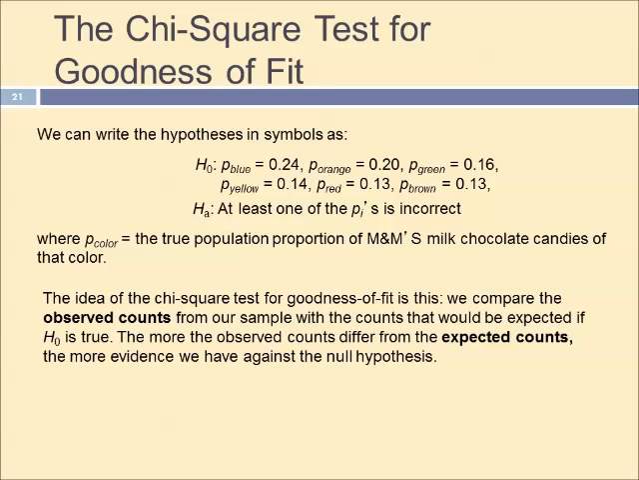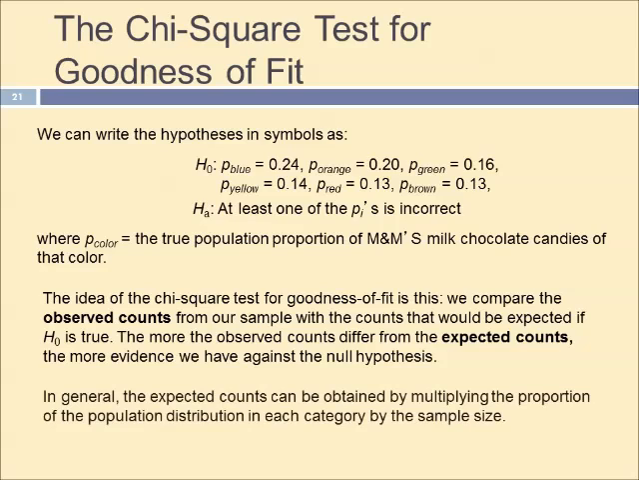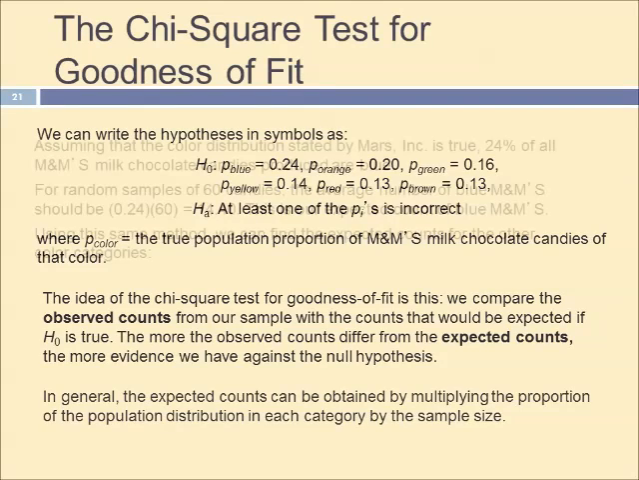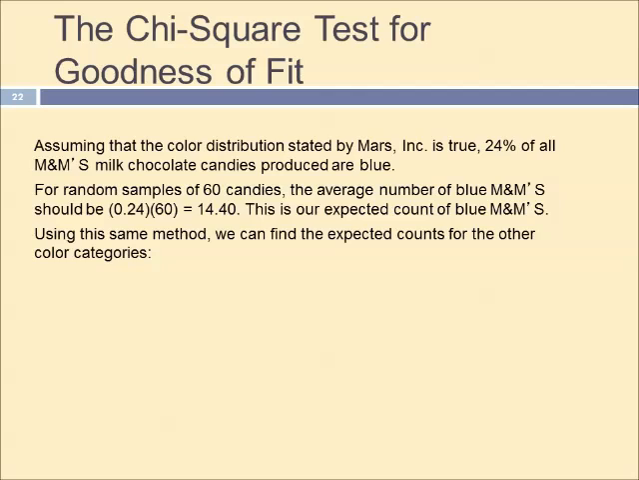The idea of the chi-square test for goodness of fit is this. We compare the observed counts from our sample with the counts that we would expect if the null hypothesis is true. The more observed counts differ from the expected counts, the more evidence we have against the null hypothesis. In general, the expected counts can be obtained by multiplying the proportion of the population distribution in each category by the sample size. Well, that's fairly easy in this case.